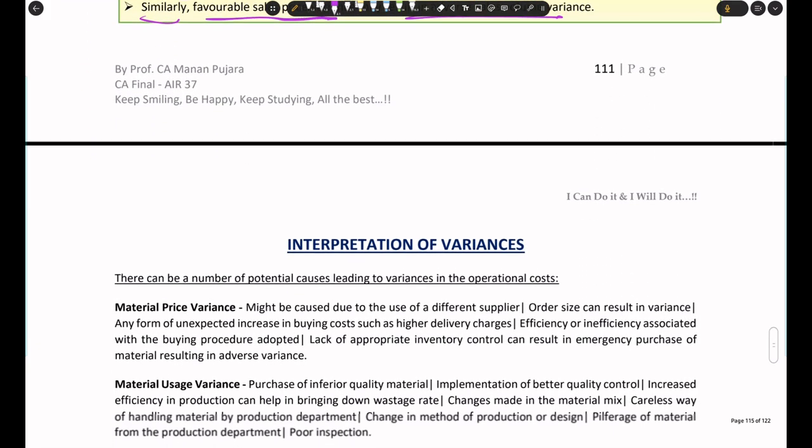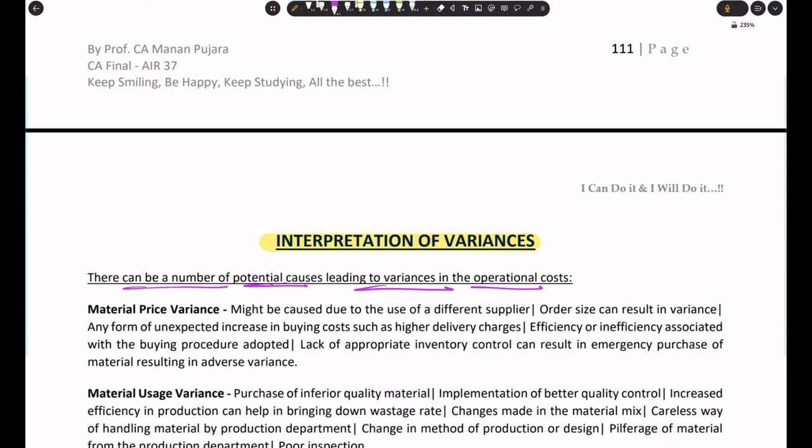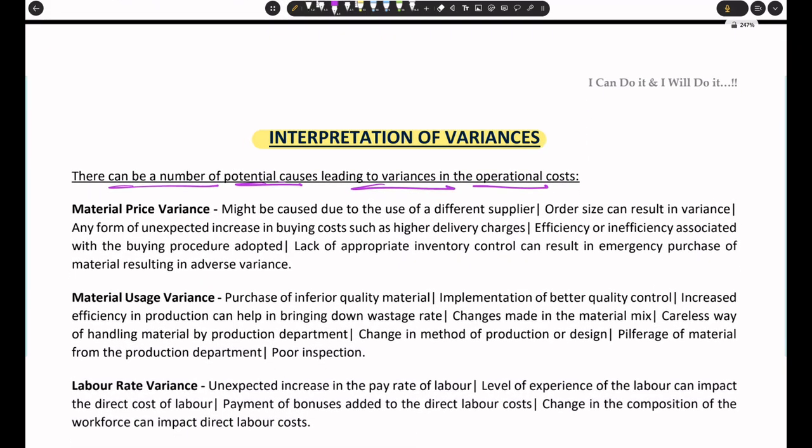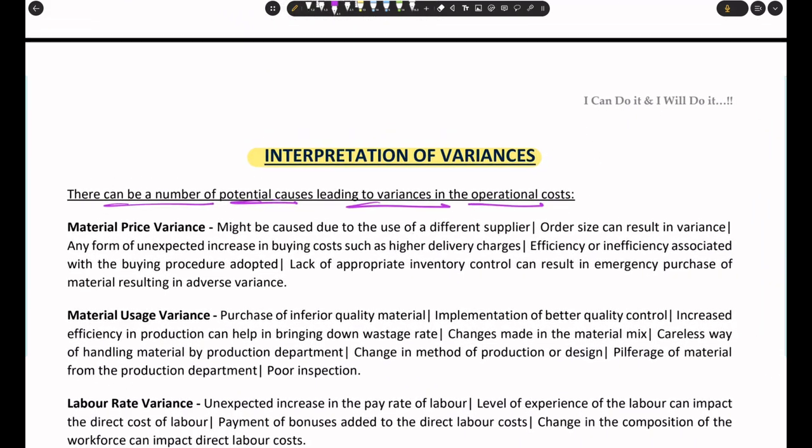This is logical. Interpretation of it is the most important, like this can be tested in our MCQs. There can be a number of potential causes leading to variances in the operational cost. First, the material price variance might be caused by the use of a different supplier. Order size can result in variance. Any unexpected increase in buying cost, such as higher delivery charges, or efficiency or inefficiency associated with the buying procedure adopted. Lack of appropriate inventory control can result in emergency purchases of material, resulting in adverse variance.